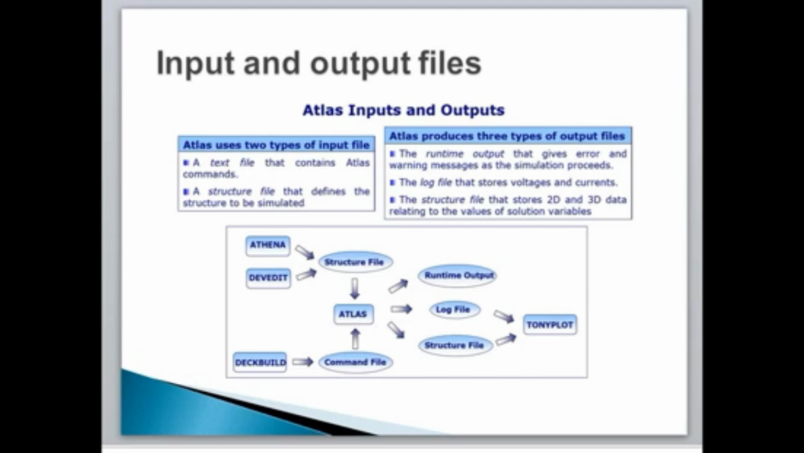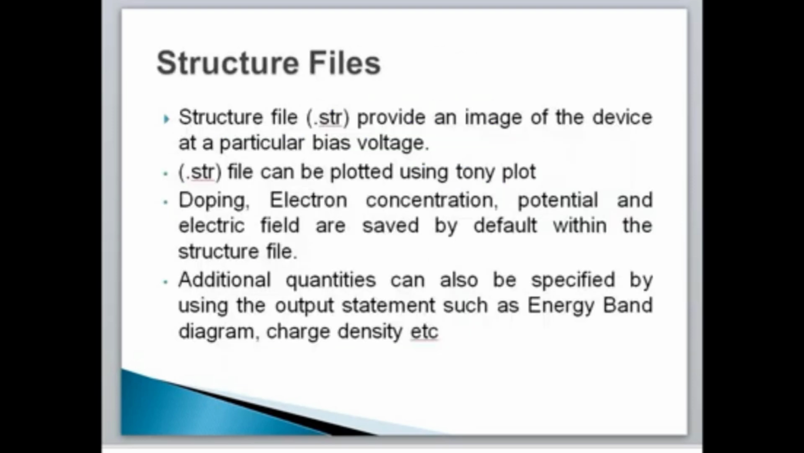In the next slide, we will talk about the structure file. The structure file provides an image of the device at a particular bias voltage. This allows you to display any evaluated quantity within the device structure, from doping profile and band parameters to electron concentration and electric field. The .str file can be plotted using Tonyplot.